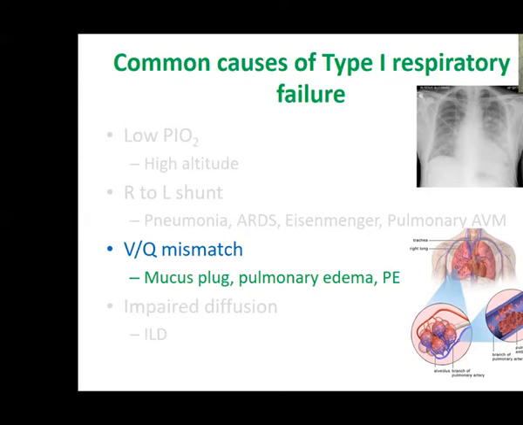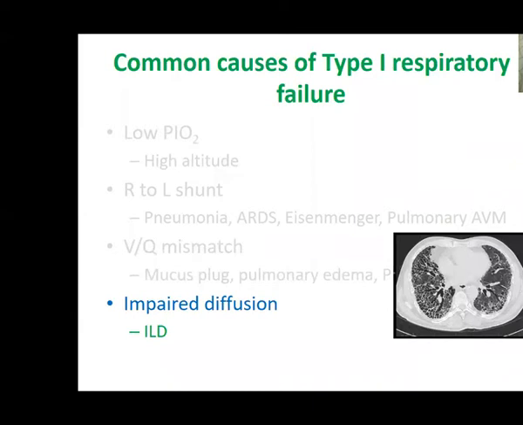So this is causing VQ mismatch. And finally, impaired diffusion, that is a thickening of the alveolo-capillary membrane. This happens in one of the very common diseases, which is called ILD, diffuse interstitial lung disease. The interstitium is the same thing between the alveolar and the capillary membrane. The interstitium which is there, it gets thickened there.